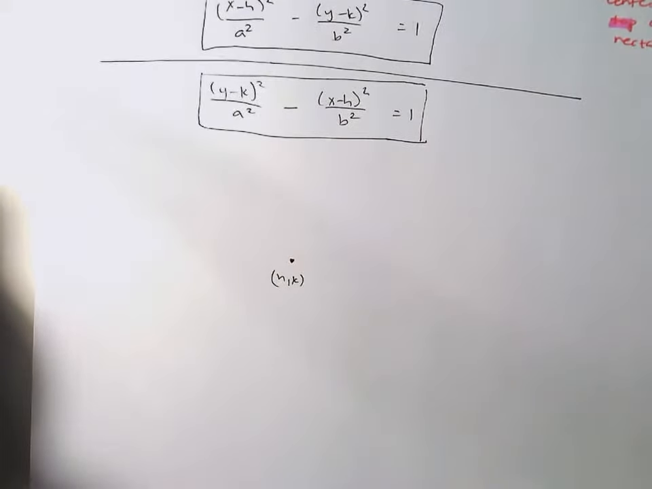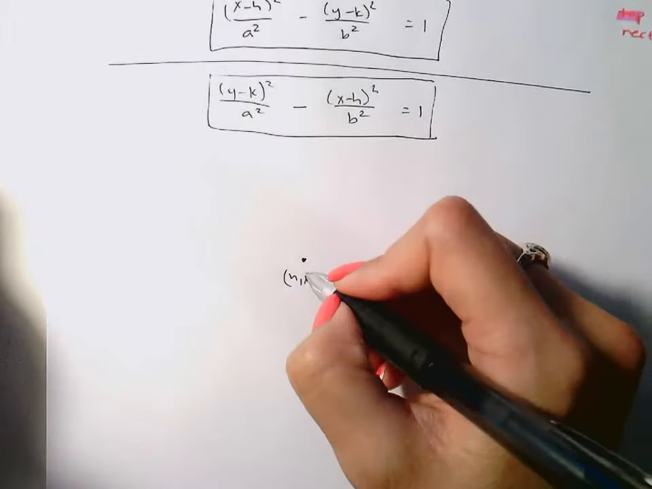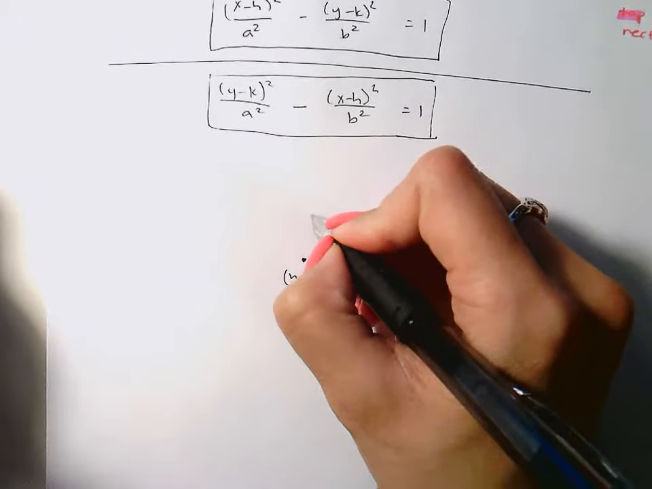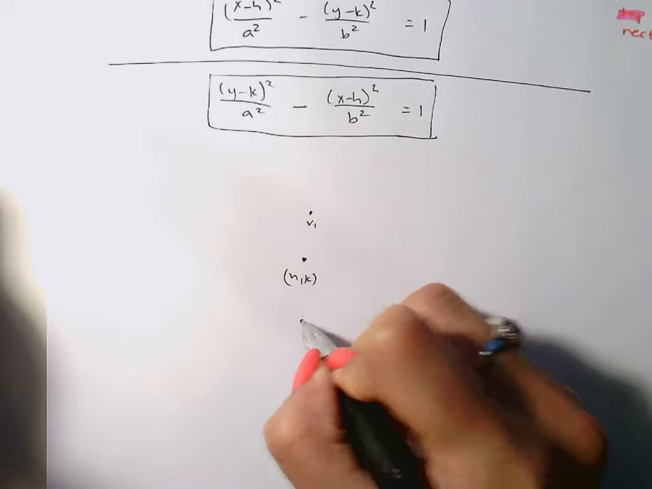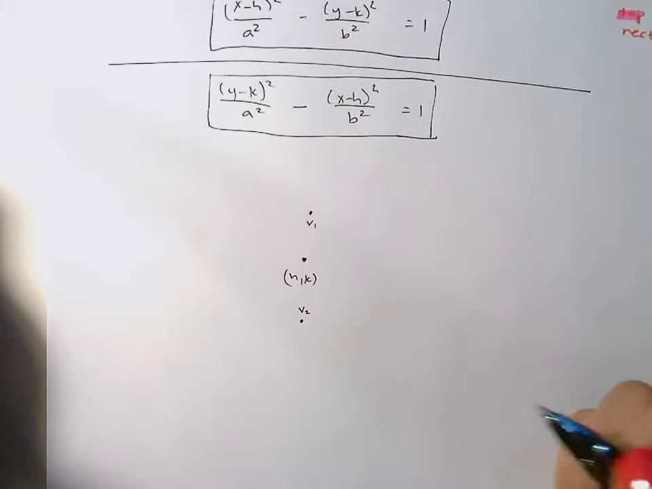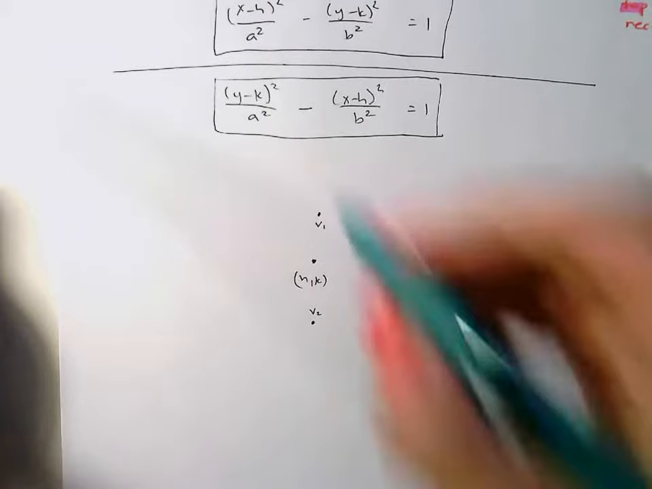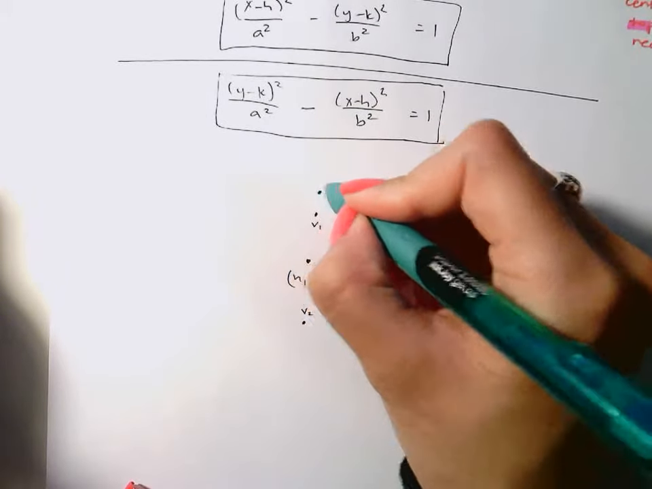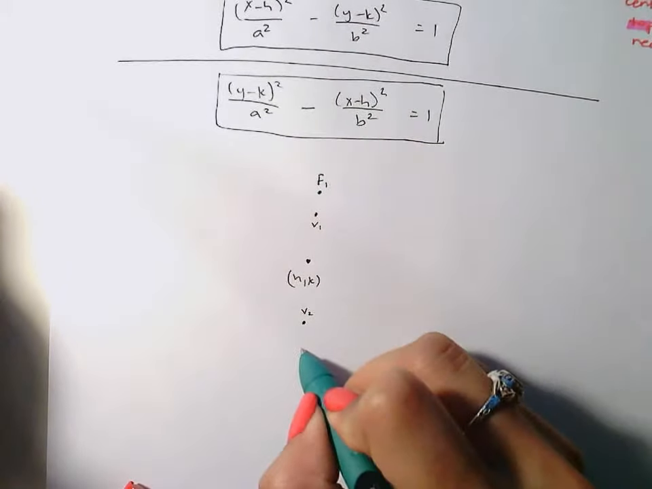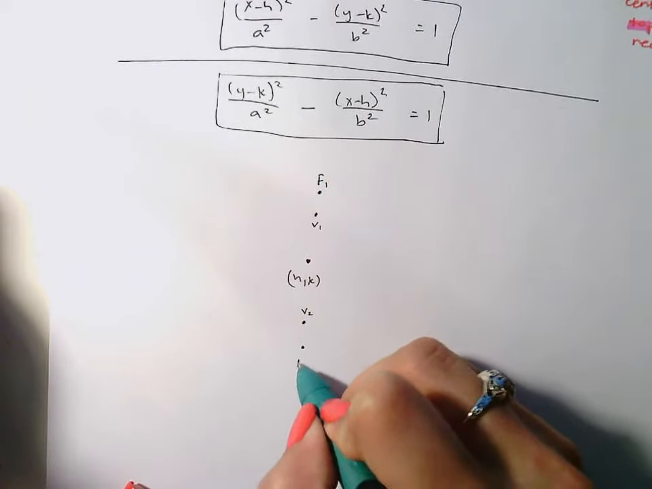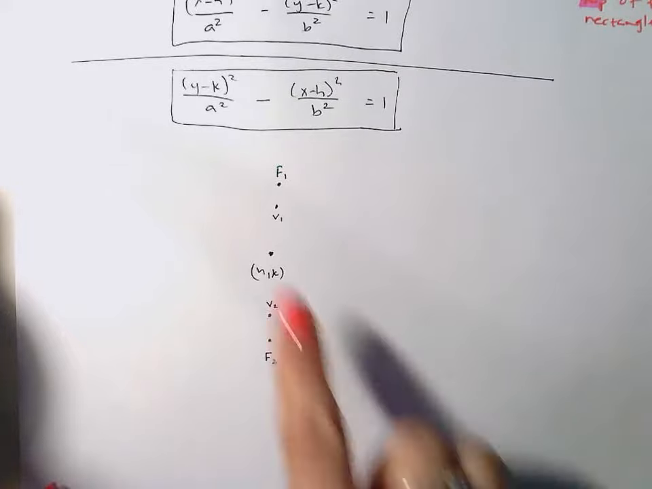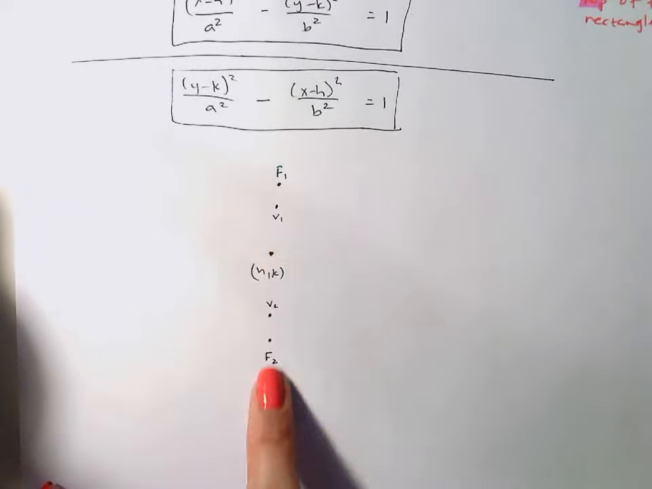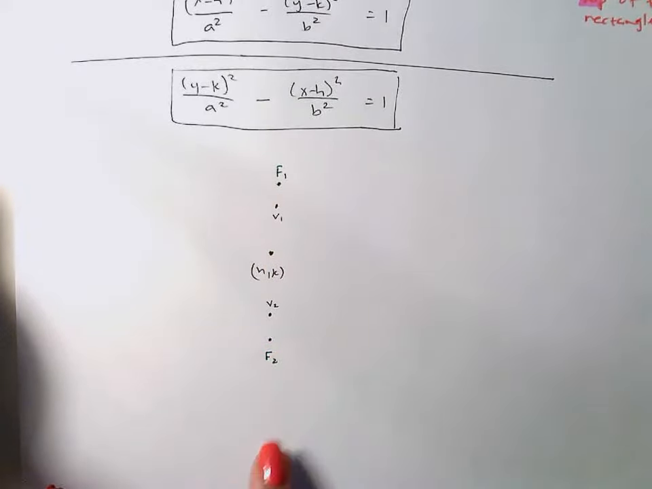And then we have a vertex, and it's aligned vertically. So we have our vertex, this is vertex number 1, and then we have our vertex number 2, and we have our foci also. So focus number 1 is going to be here at the top, and focus number 2 is going to be here on the bottom. In order to determine how wide we should be making these hyperbolas, and by the way, we know that it opens up and down because all of these are aligned vertically.